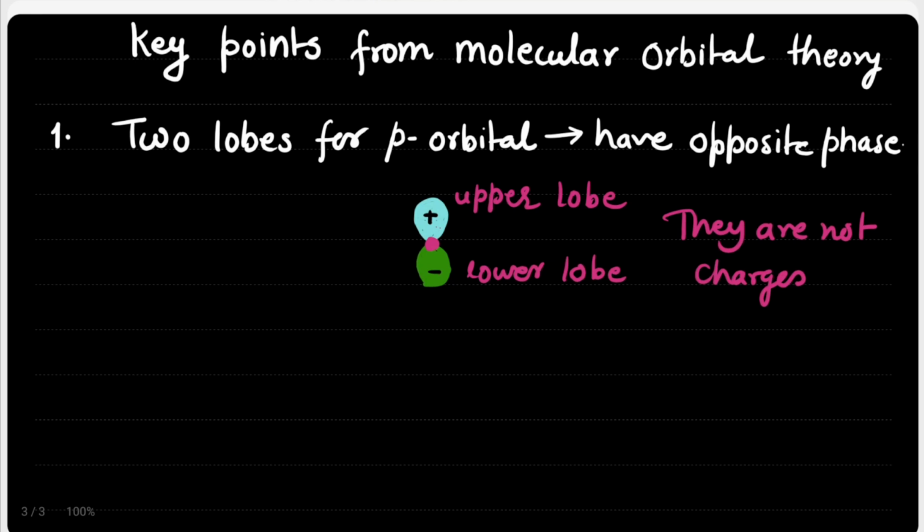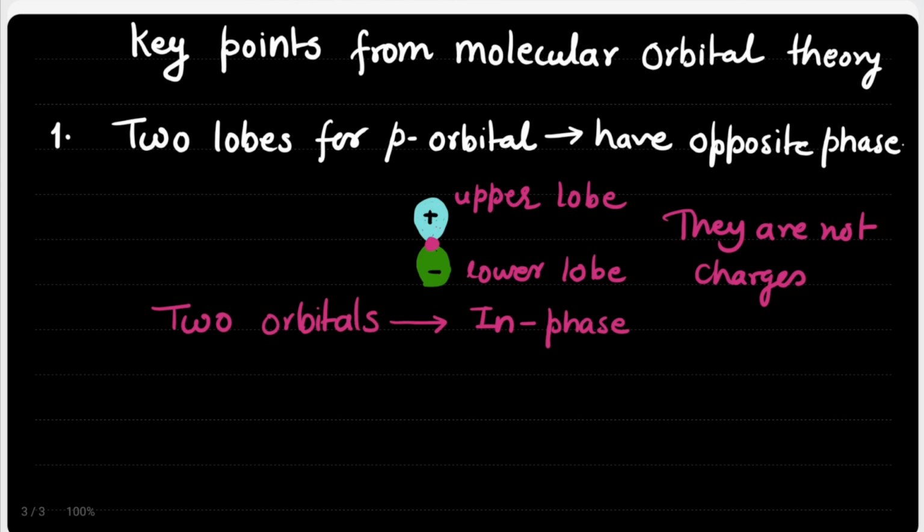So what is the meaning of when two orbitals are in a phase? This is an extremely important term, which always and always please remember. Now what is the meaning of they are in a phase?